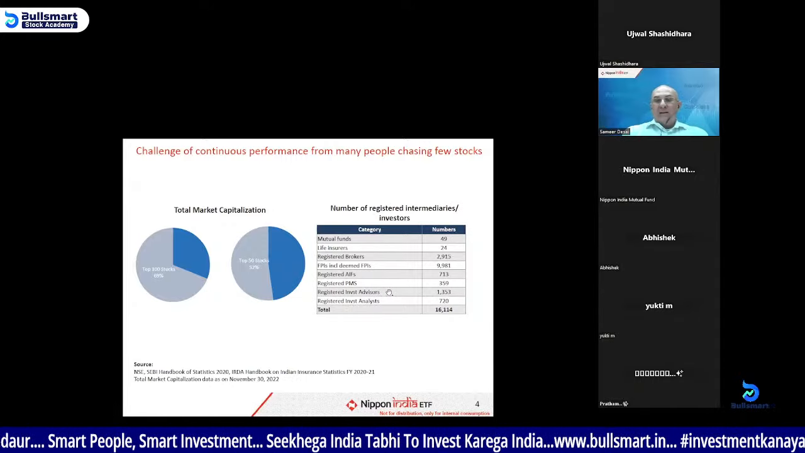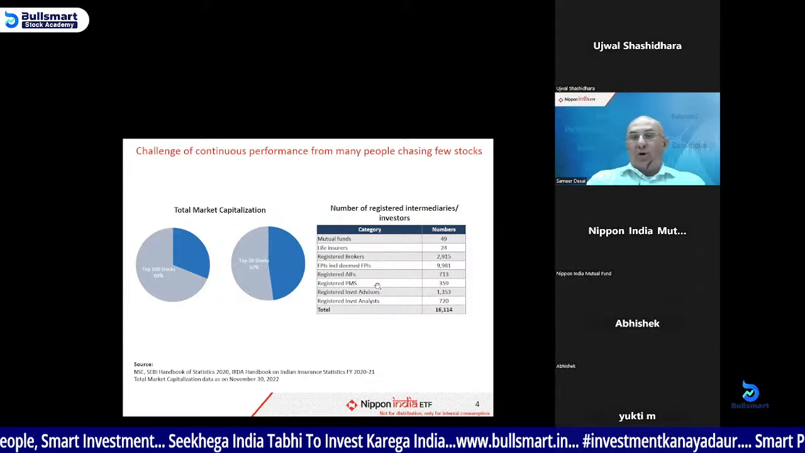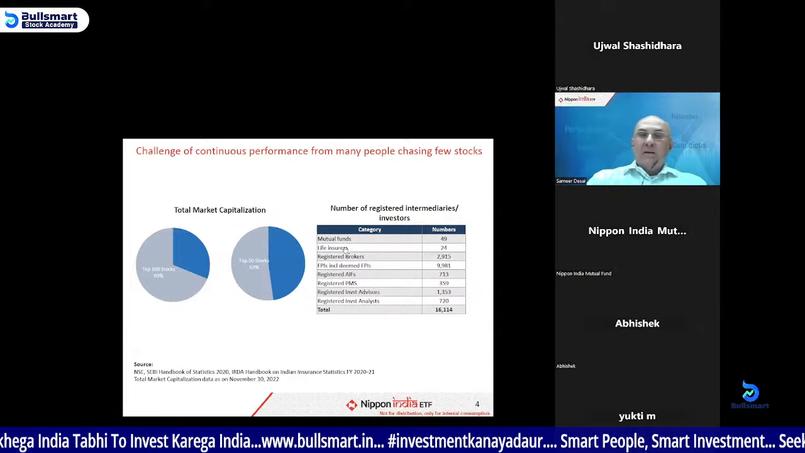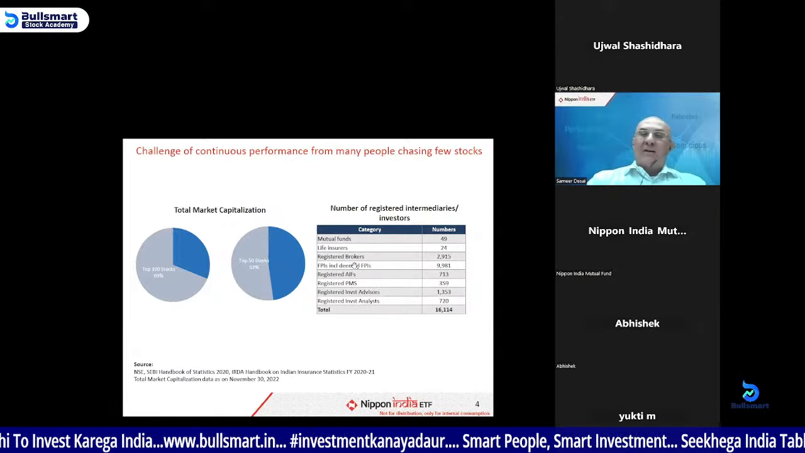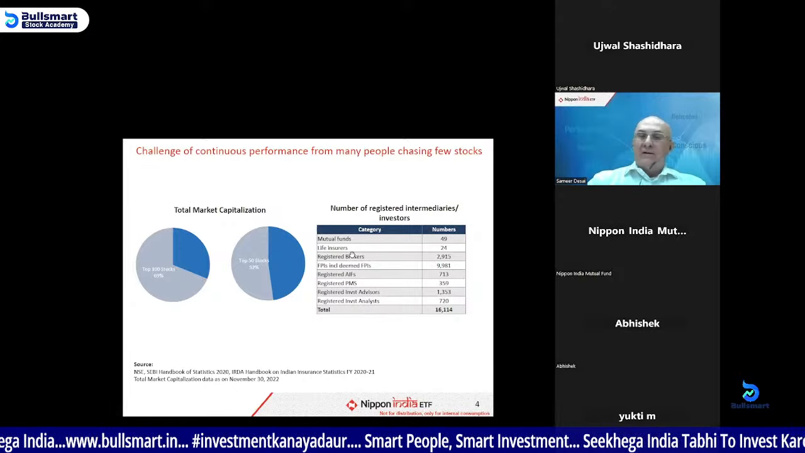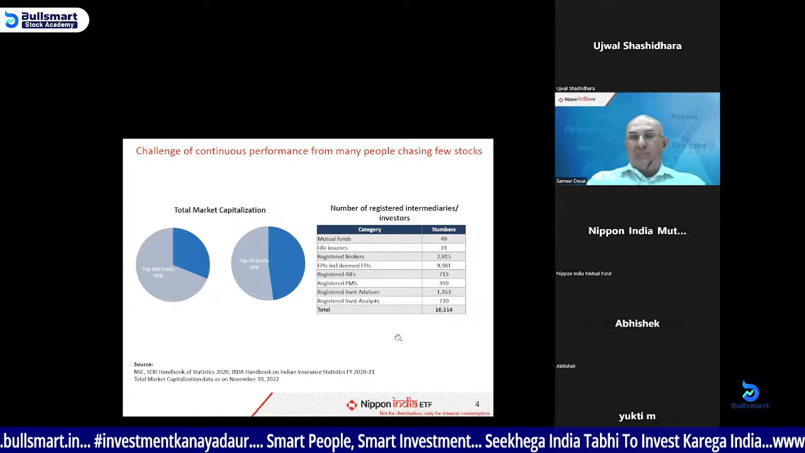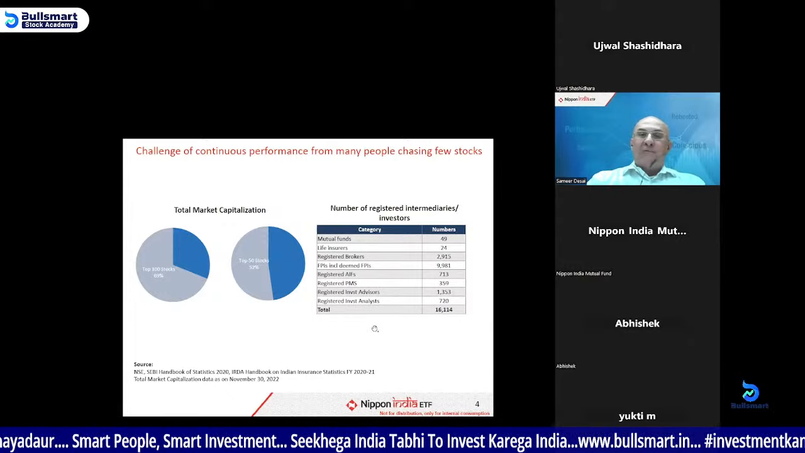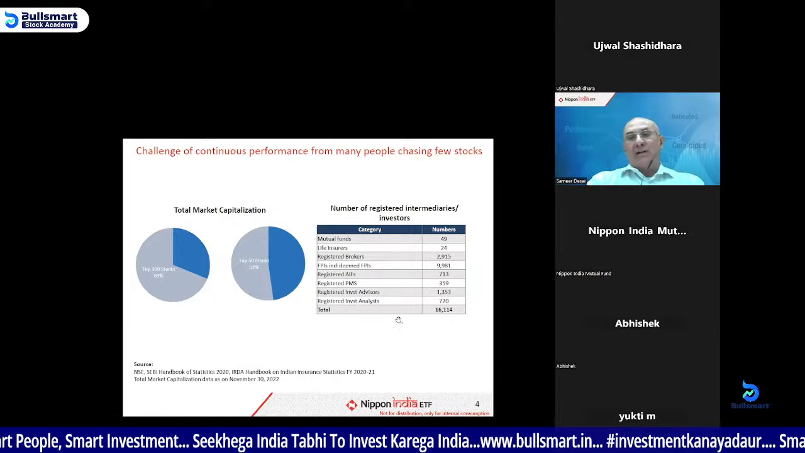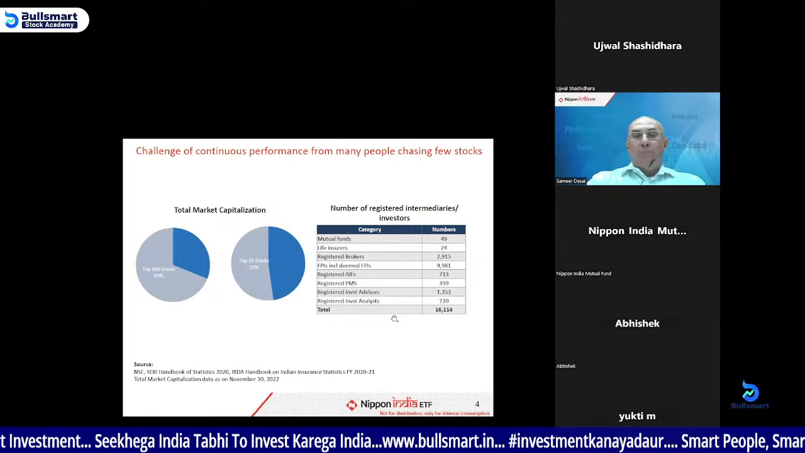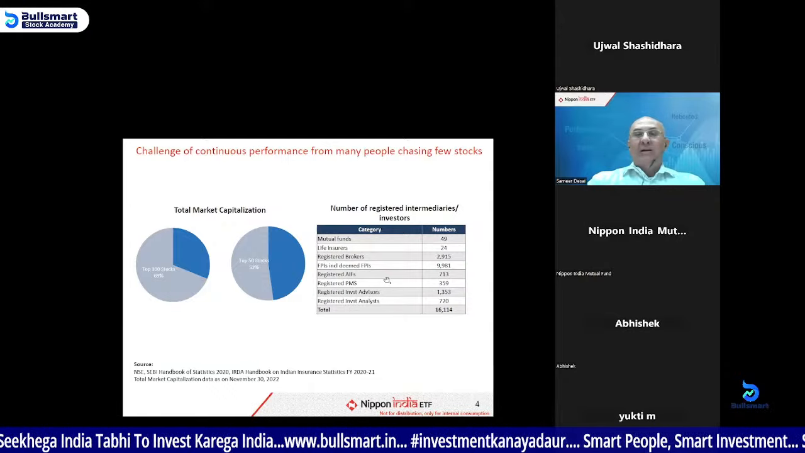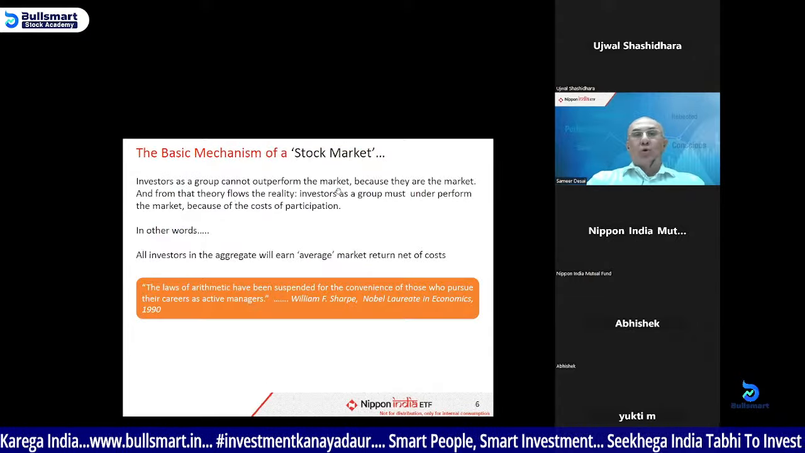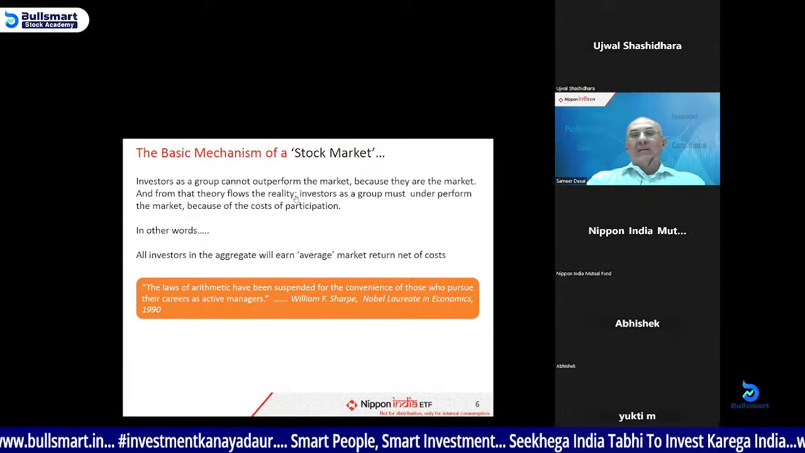Let's assume the market's average rate of return, that is all investors in the aggregate, is 15%. If some fund managers generated alpha and gave a return of 17%, then by default the other portfolio managers in the aggregate will underperform to that extent. They will get a return of 13%. So mathematically, it is impossible for everybody to generate alpha in the same time period. Investors as a group cannot outperform the market because they are the market.